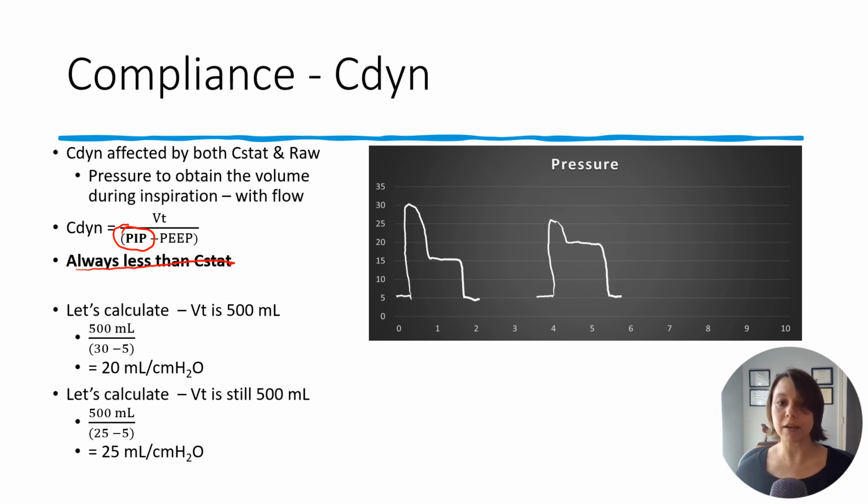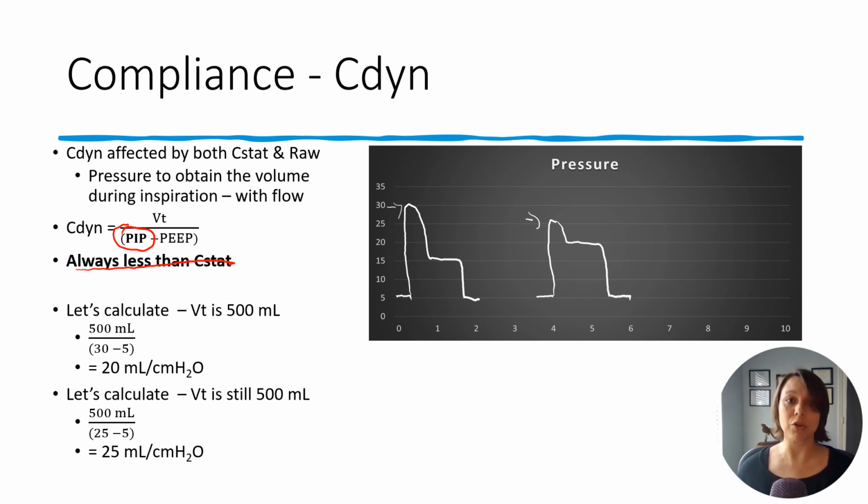It doesn't actually matter what our plateau pressure is, but I want to give you a sense of what happens when our compliance has increased, but we don't have an increase in airway resistance. But I'm still really focusing just on that peak inspiratory pressure. And so here I'm going to do 500 divided by 25 minus 5, and that will give me 25 mLs per centimeter of water. So again, whenever you're using dynamic compliance, just keep in mind that this does not tell you whether it's an increase in airway resistance or a decrease in static compliance.